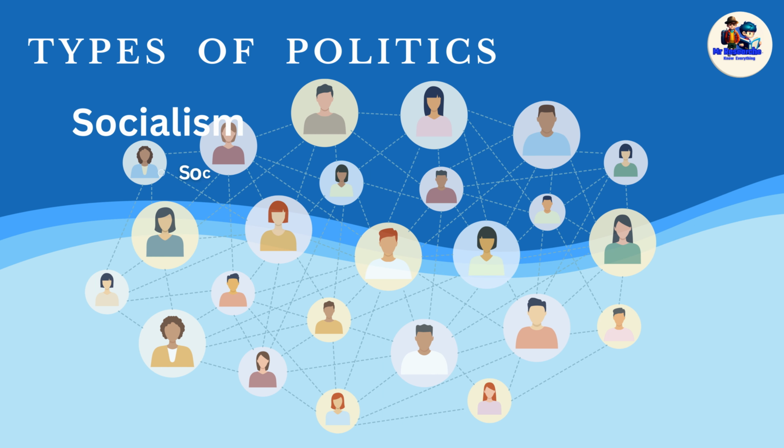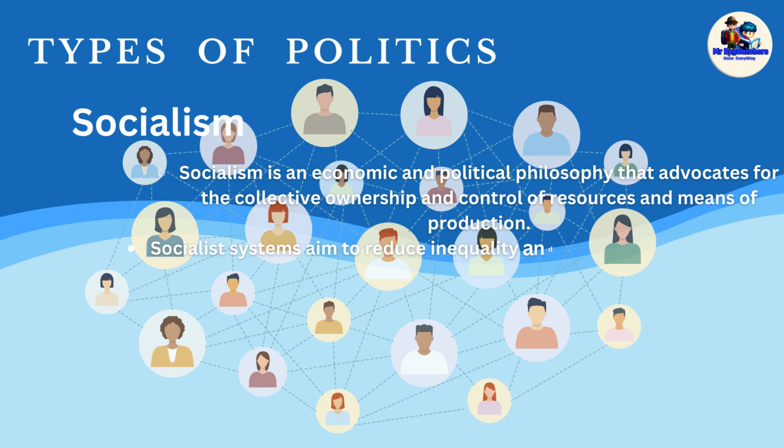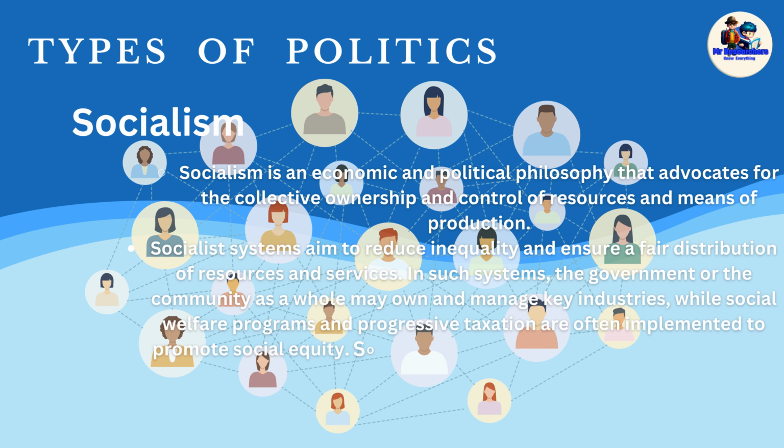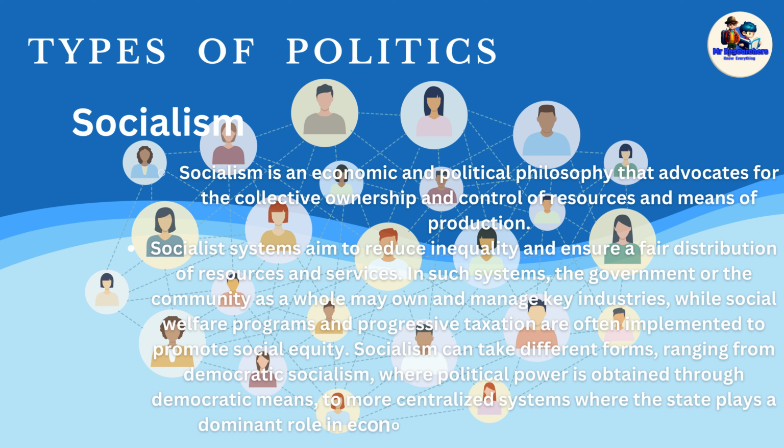5. Socialism. Socialism is an economic and political philosophy that advocates for the collective ownership and control of resources and means of production. Socialist systems aim to reduce inequality and ensure a fair distribution of resources and services. In such systems, the government or the community as a whole may own and manage key industries, while social welfare programs and progressive taxation are often implemented to promote social equity. Socialism can take different forms, ranging from democratic socialism, where political power is obtained through democratic means, to more centralized systems where the state plays a dominant role in economic planning and resource allocation.